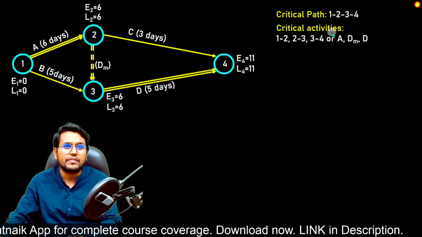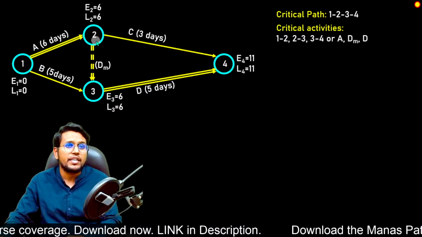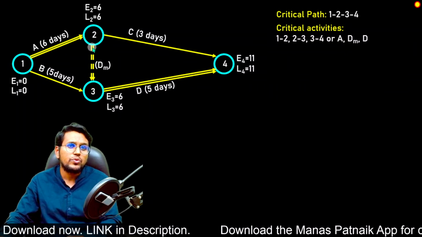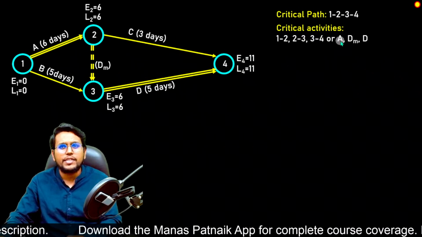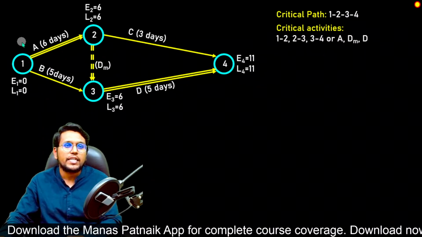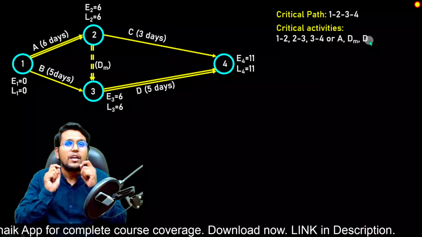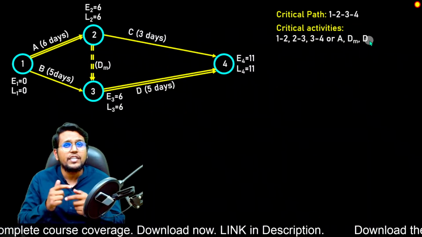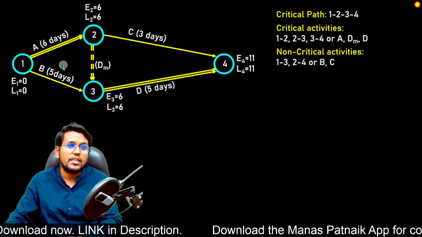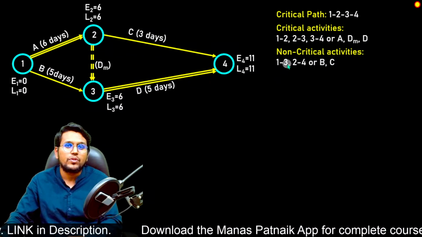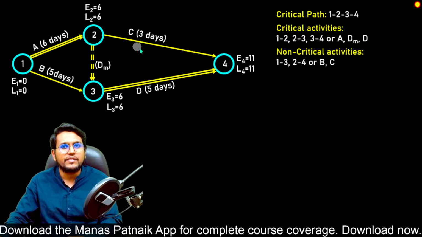And then the critical activities. The activities which are in the critical path are called critical activities. Here activity 1, 2, 2, 3 and 3, 4. Or we can call it activity A, D, M and D. So these are critical activities. That means we cannot delay these activities. If we delay these activities, our project will be delayed. And the non-critical activities are the remaining two, which are 1, 3 and 2, 4, which eventually are activity B and activity C.